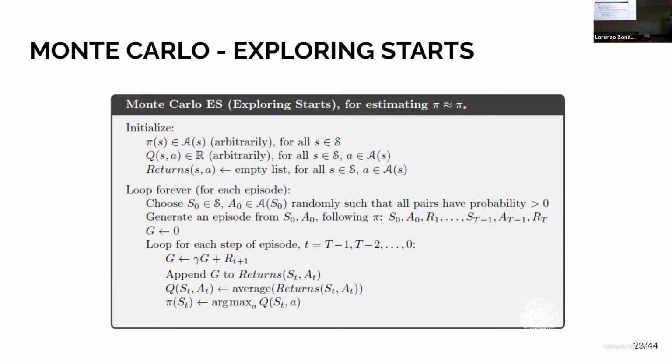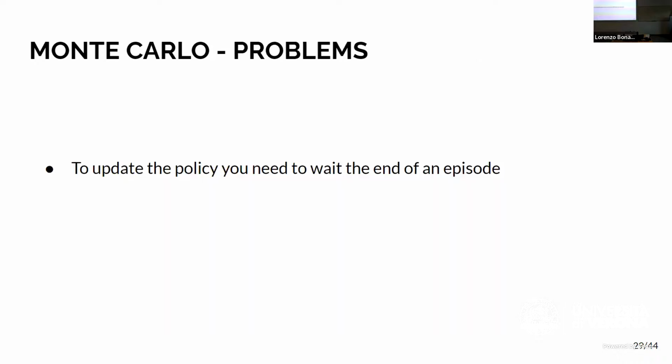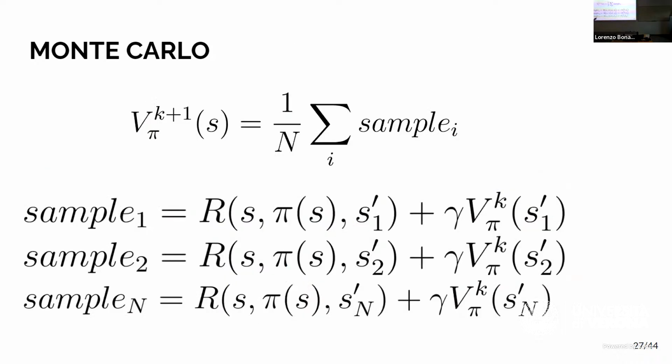For each step in the episode, starting from the last step, you take the immediate reward plus the discounted return you obtained so far. So for the last step, G is 0, so you get only the immediate reward. But if you go at t minus 2, you get the immediate reward plus the discounted return of t minus 1. Then you append this return to the list we have here at the position of the state and the action we are in. Then the Q value will be simply the average of the returns. This comes from what we've seen before, the value is the average of the returns.